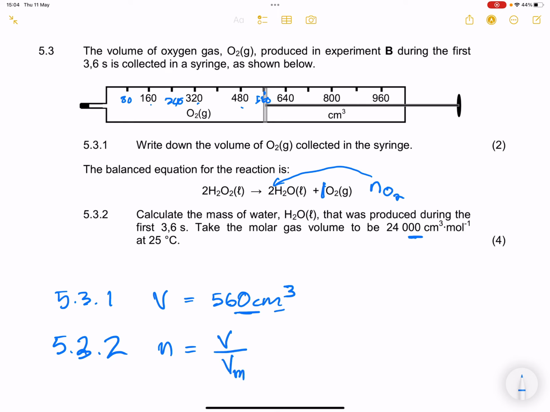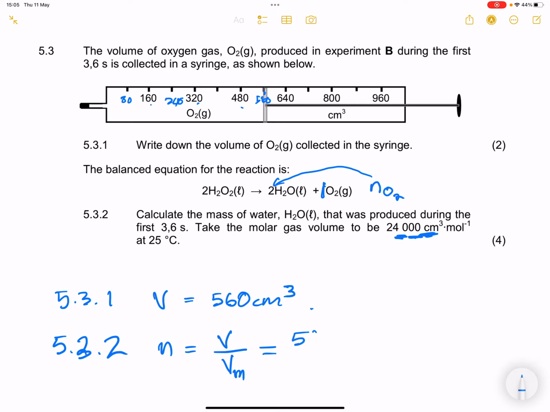Now, note that the volume is in cubic centimeters and the molar gas volume is also in cubic centimeters per mole. So I'm not going to convert it because both of them are in cubic centimeters. Otherwise, if you want to, you can divide that by 1,000, but you would do the same with the molar gas volume. If one of them was in cubic decimeters, then you need to convert the other as well to cubic decimeters. But otherwise, I'm going to keep it exactly the same.